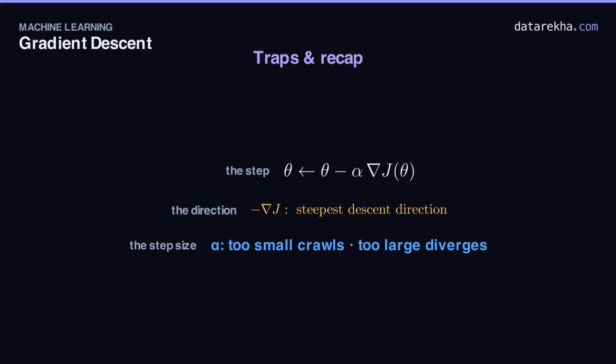Too small, and you crawl. Too large, and you diverge. Tune it by watching the loss, and where you land depends on the terrain. Descent finds a local minimum for sure. The global one for free only when the loss is convex. Master this single step, and you understand the engine that trains nearly every model there is.